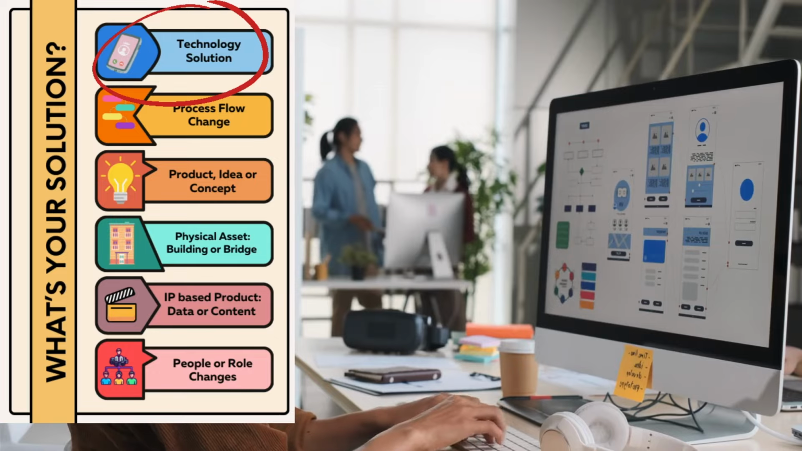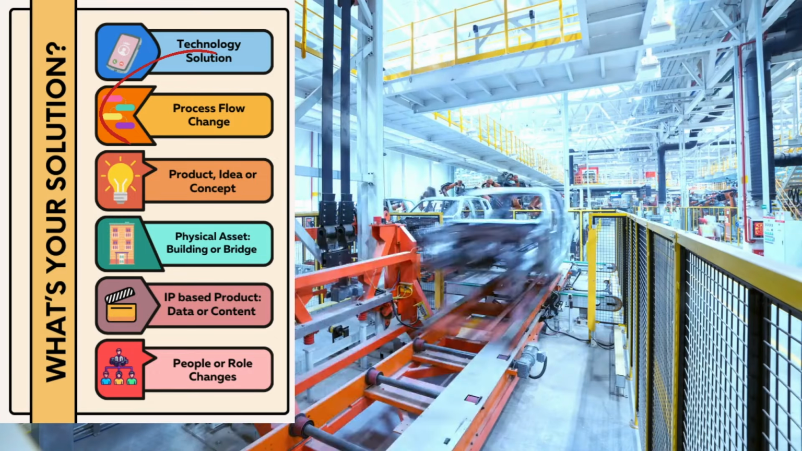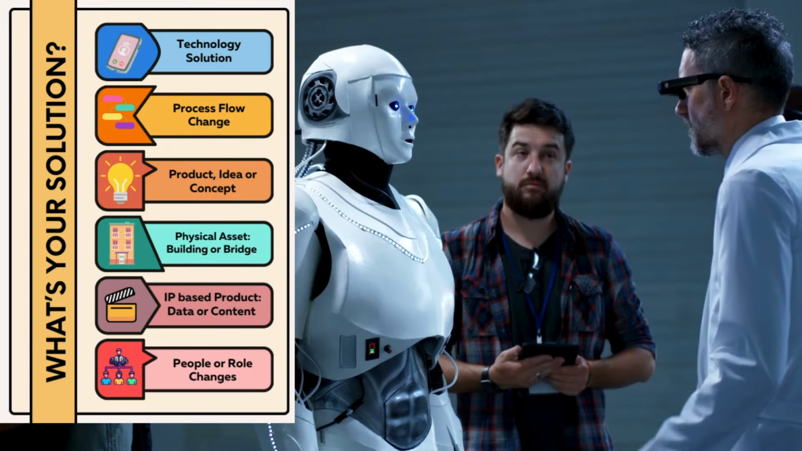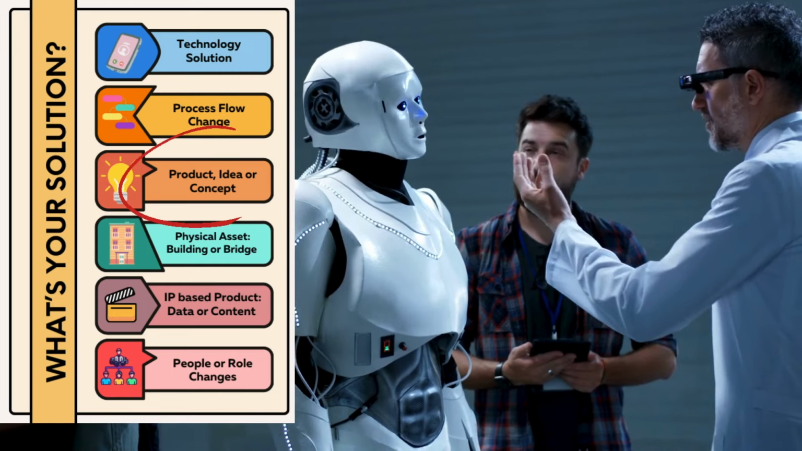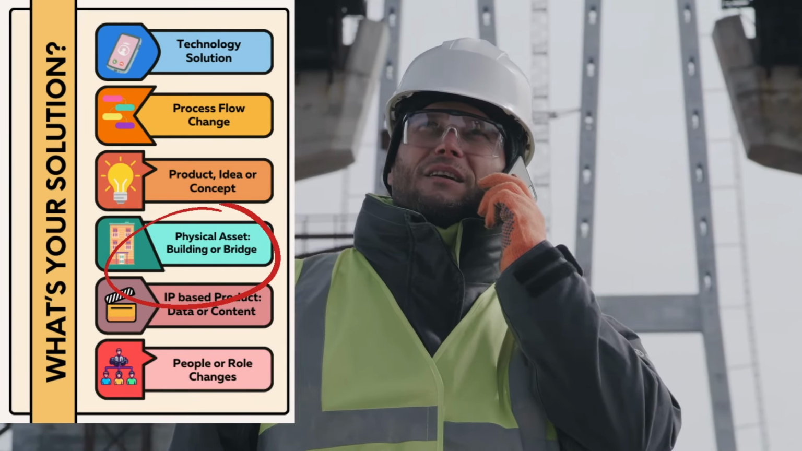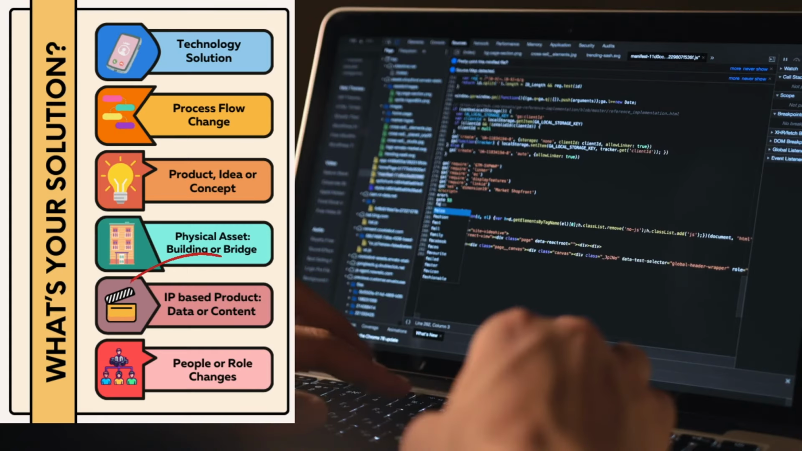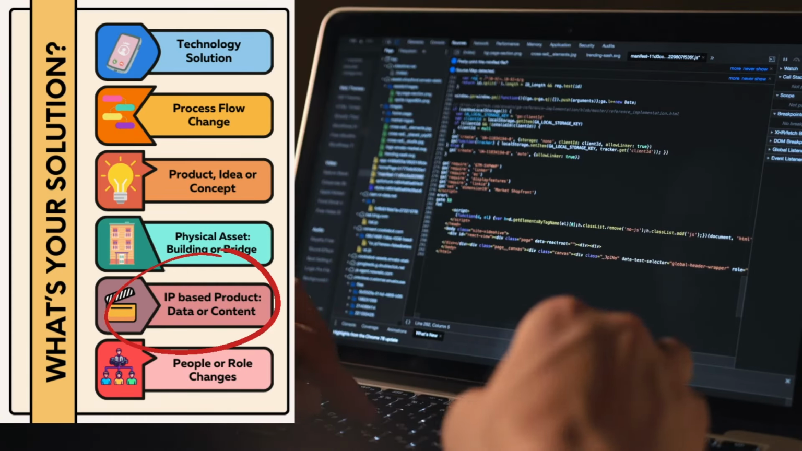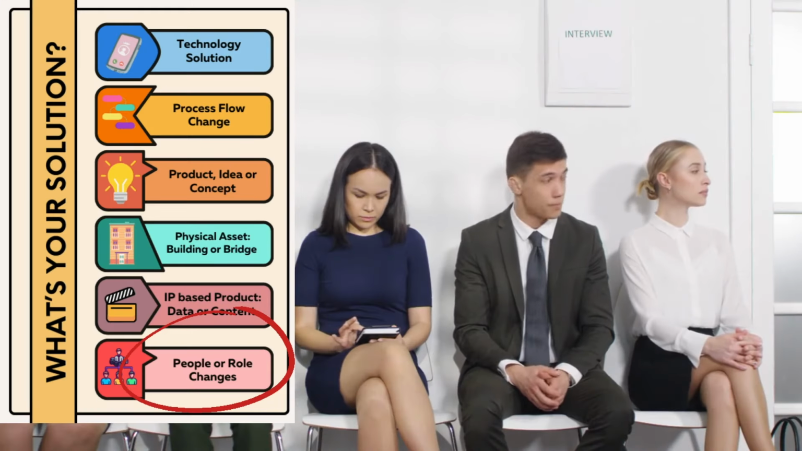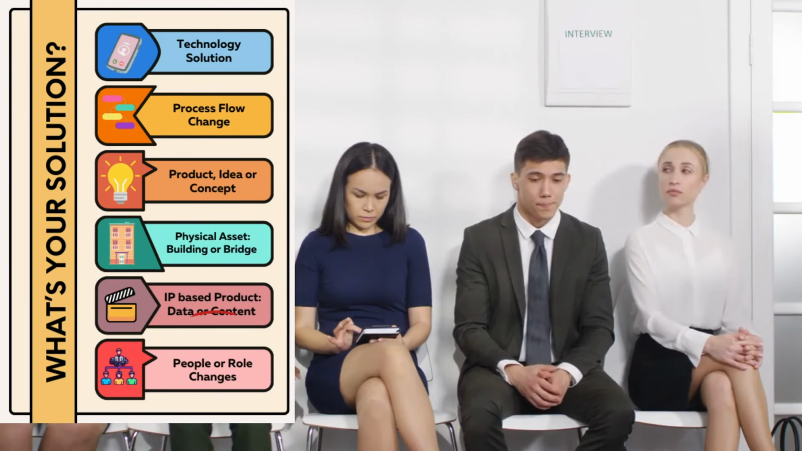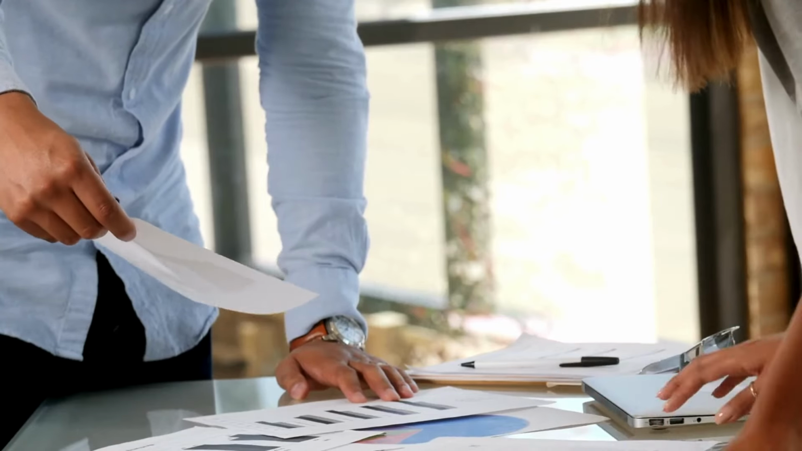You might have a technology solution, a process flow change, a product idea or concept. That's that widget idea I talked about earlier. You might have a physical asset. Maybe you're building a bridge or designing a new hotel. Maybe your content is IP based. Maybe you're creating intellectual property for something like Skillshare. And you might be focused on solutions related to people. That could be how you hire, onboard, manage knowledge management. All of these have to do with your people solution.